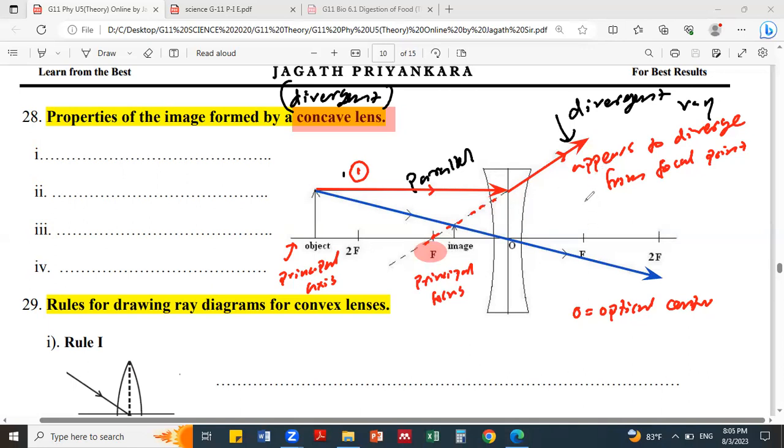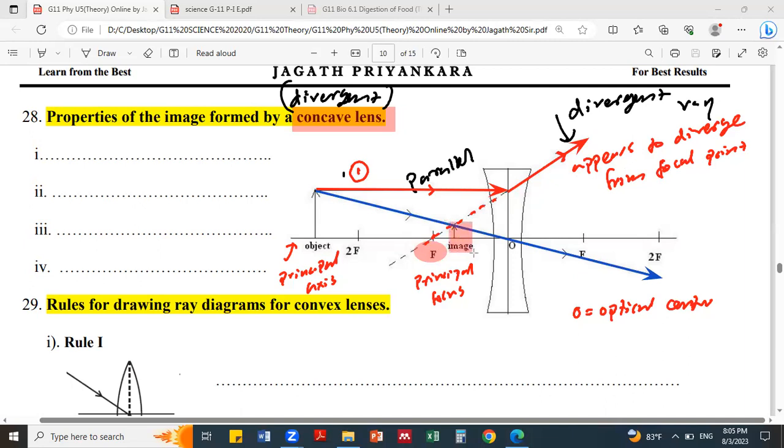Now you can see both the rays, the red one and the blue one, after the lens, they get diverged. Do they meet on the other side? They never meet. They move away from each other. But when you direct the red one back in a straight line in the backward direction, you can see the intersecting point. That is the point where the image is formed.